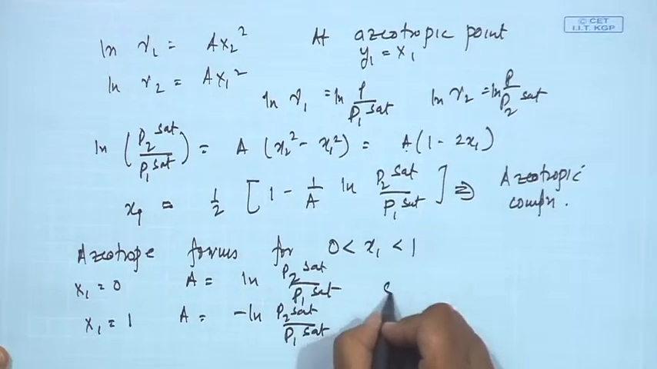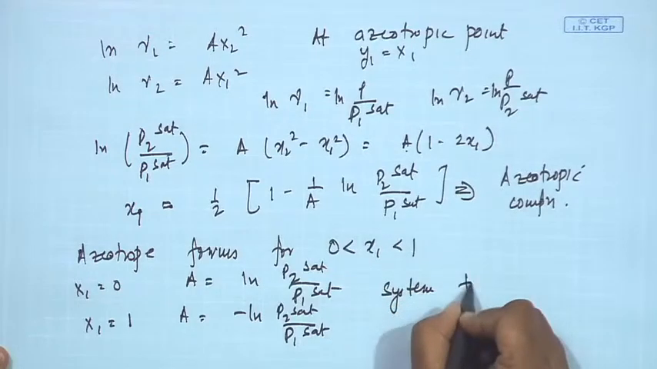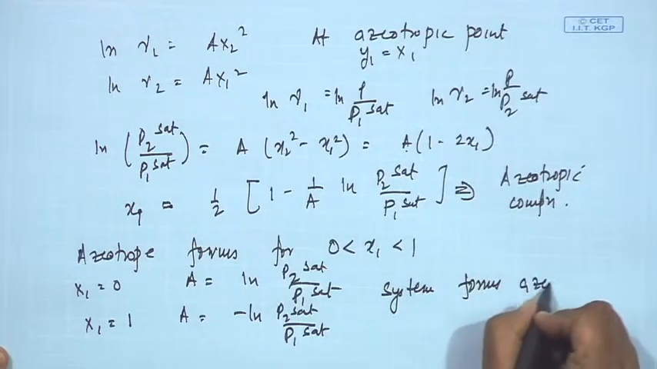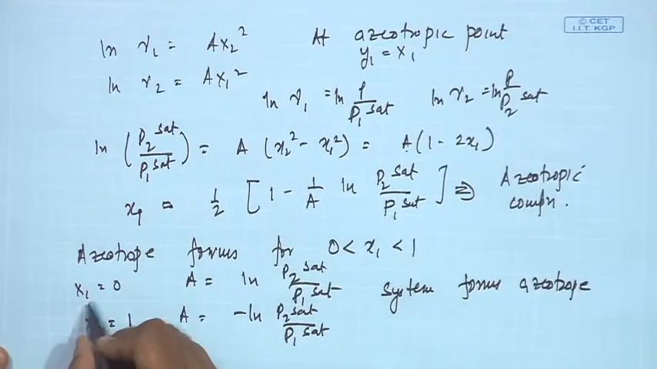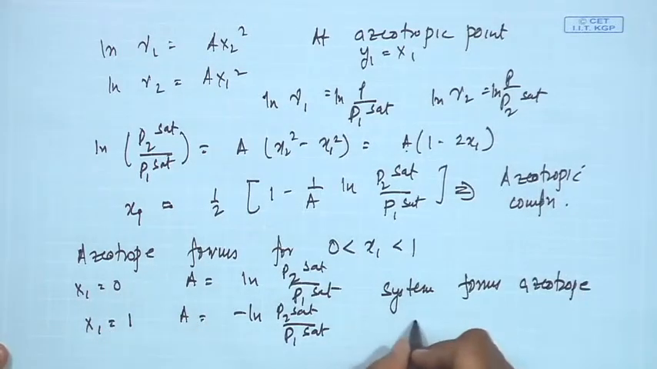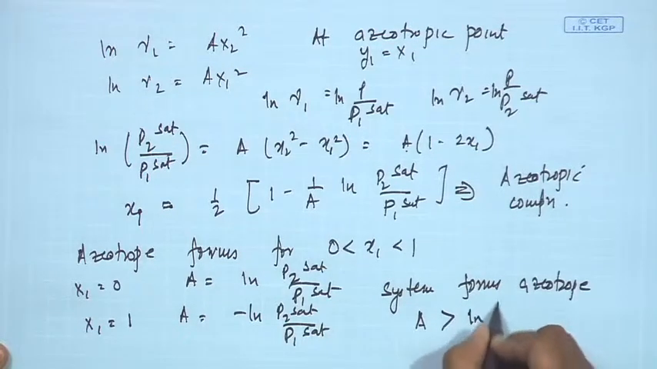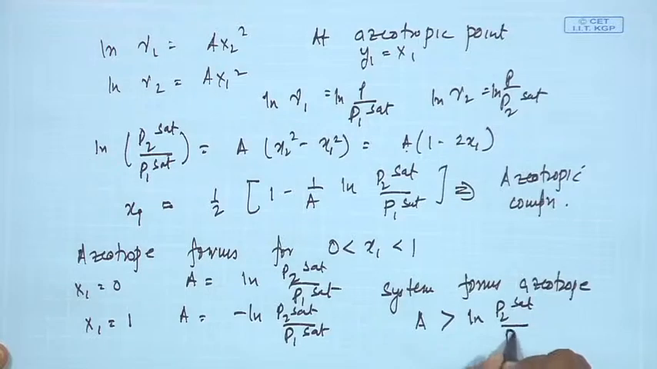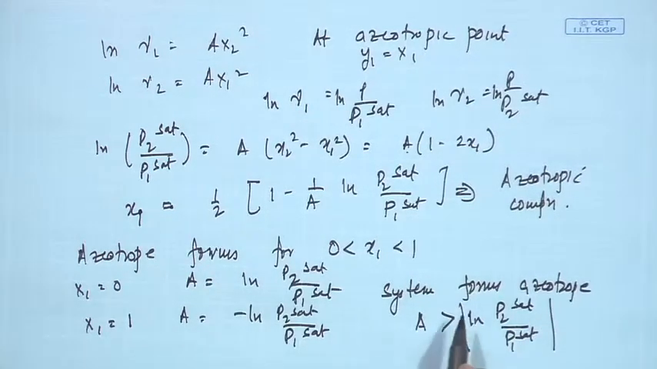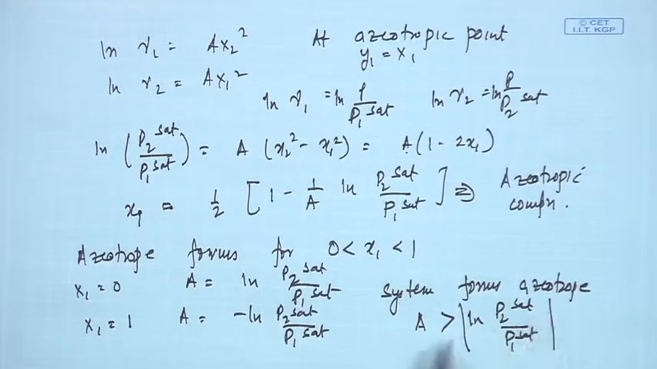So, when does this system form an azeotrope? Can you tell me? The system forms an azeotrope between x equals 0 and 1. So, it has to form an azeotrope when a is greater than ln P2 saturated by P1 saturated. Now, we have a minus value and a plus value, so it is safest if we denote it as a has to be greater than the absolute value of ln P2 by P1 saturated for an azeotrope to be formed.